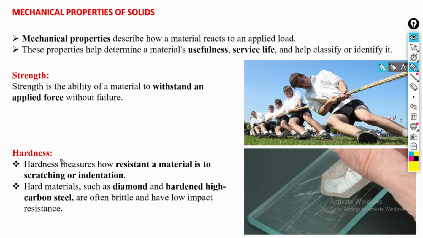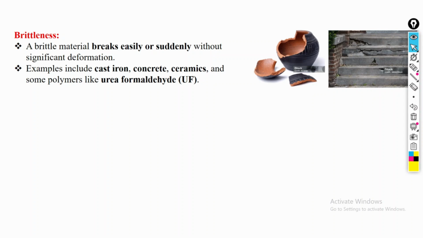If we apply an external force on a hard material, no elongation occurs in it, and that material is called a brittle material. Brittleness of a solid material refers to the ability of the material to break easily when an external force is applied. So if we apply an external force on this material, it will break easily without elongation. Similarly, this is concrete. If we exert an external force on this concrete, no elongation occurs, and the material breaks easily on external impact.